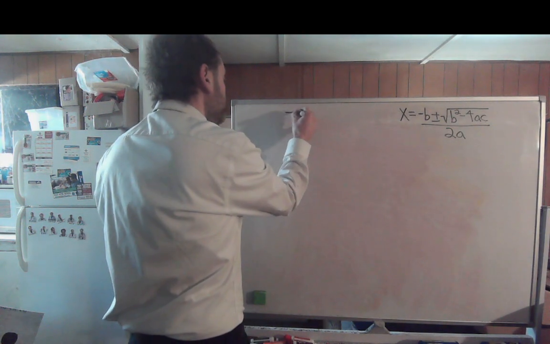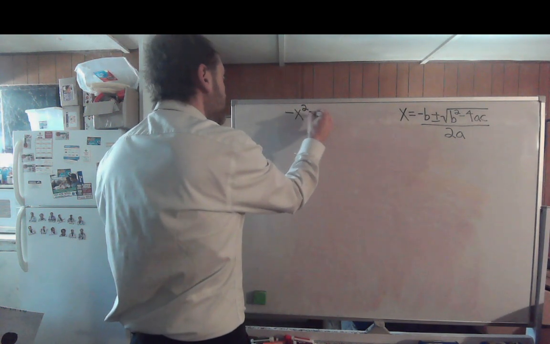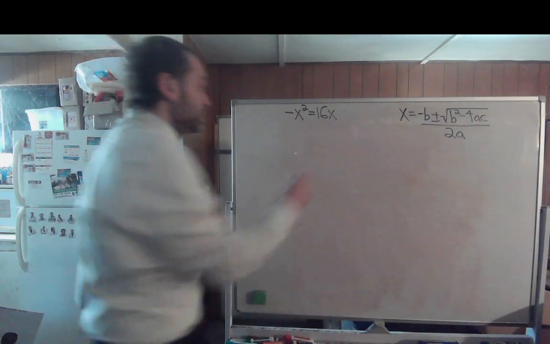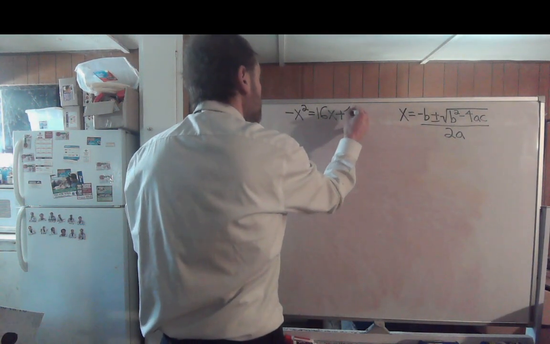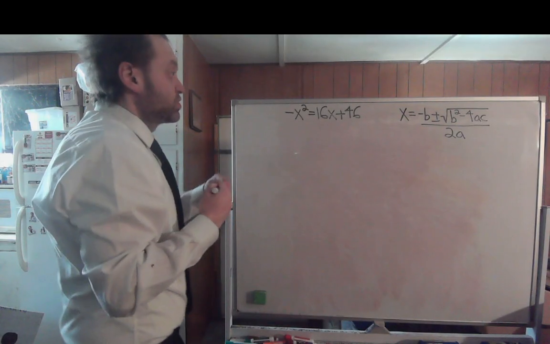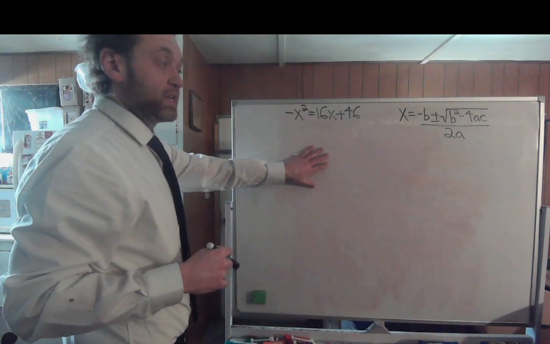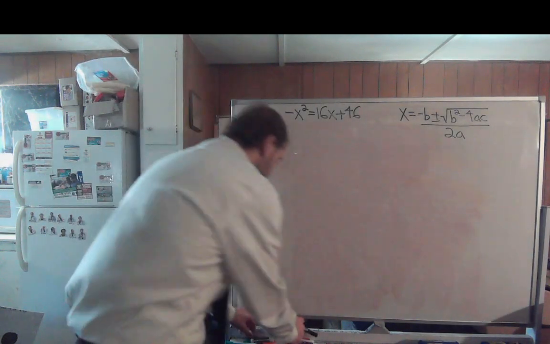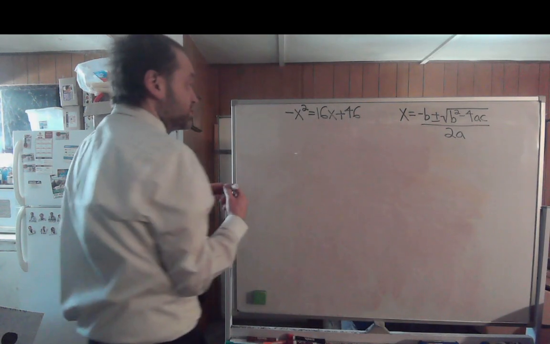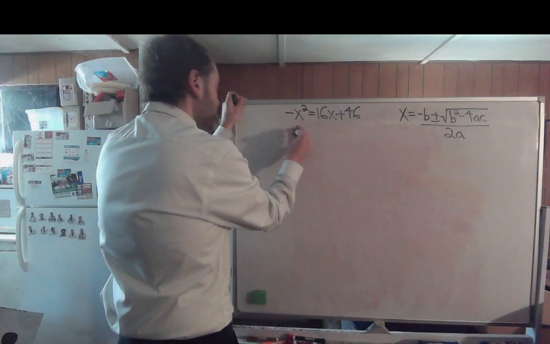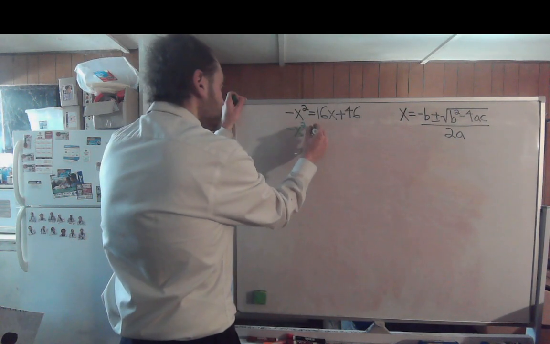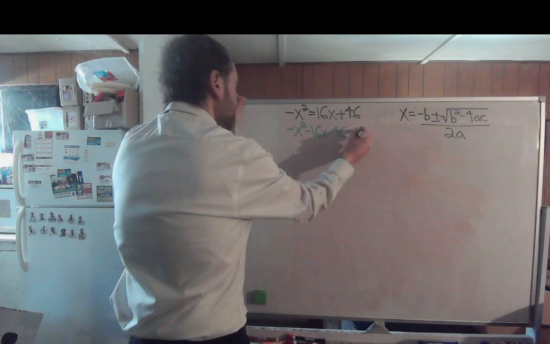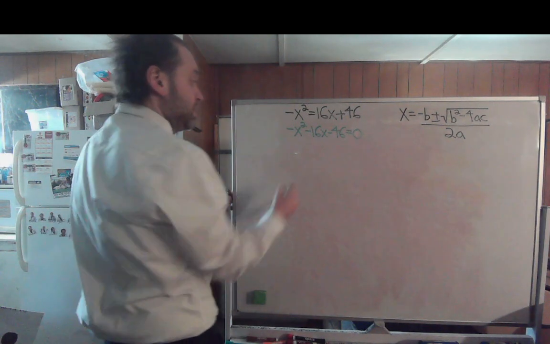So we have negative x squared equals 16x plus 46. Well, we definitely want the right-hand side to equal 0. So let's subtract both those terms from both sides. You would end up getting negative x squared minus 16x minus 46 is equal to 0. Now we can do the quadratic formula.